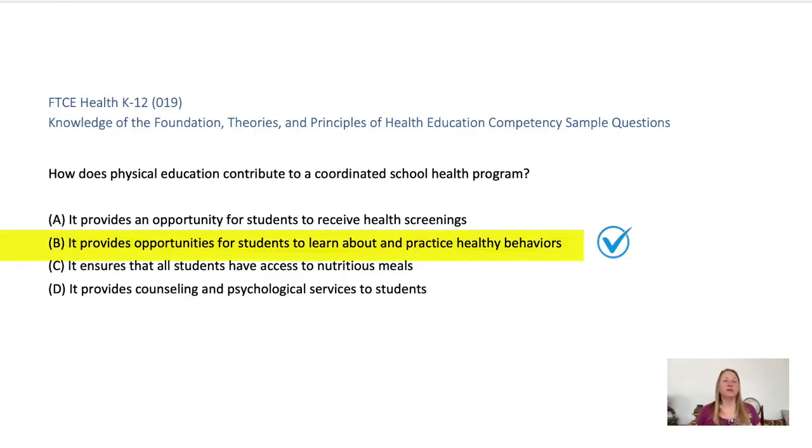The correct answer is B. It provides opportunities for students to learn about and practice healthy behaviors. Physical education contributes to a coordinated school health program by providing opportunities for students to learn about and practice healthy behaviors, particularly those related to physical activity and fitness.